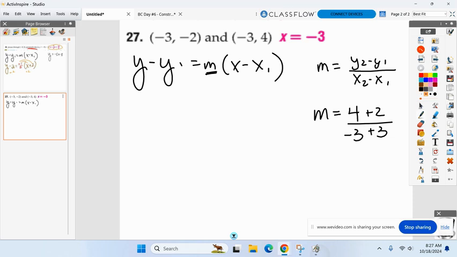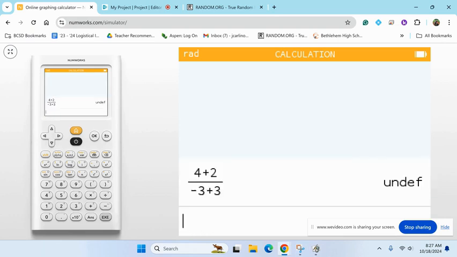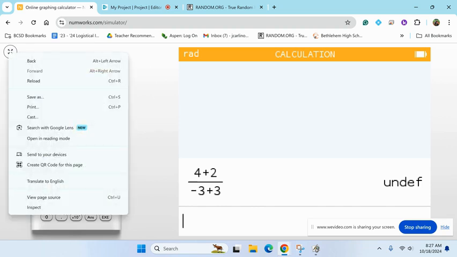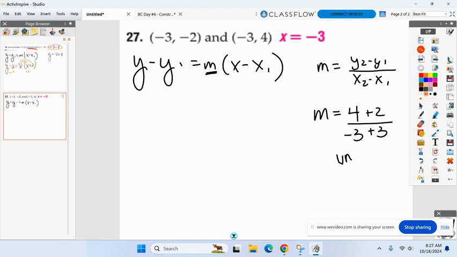And what was it again? 4 plus 2 over. Okay. So ready? I have 4 plus 2 on top, and I have -3 plus 3 over there. What's it tell me? Undefined. Everyone with me so far? Because I'm gonna grill you right now. It says that's undefined because you get 0 in the denominator. So this slope is undefined.